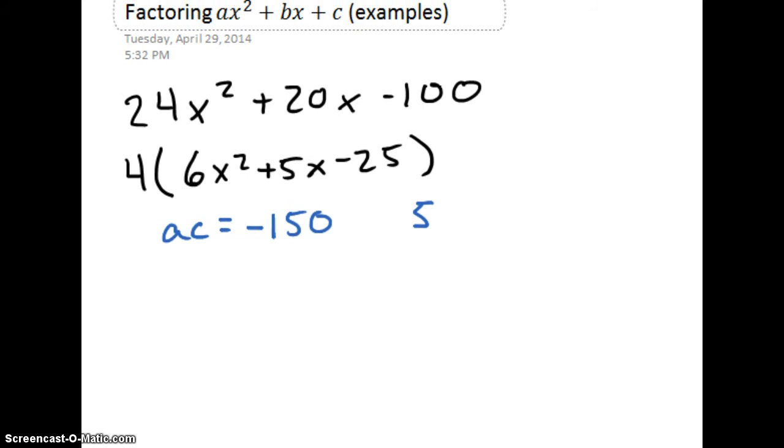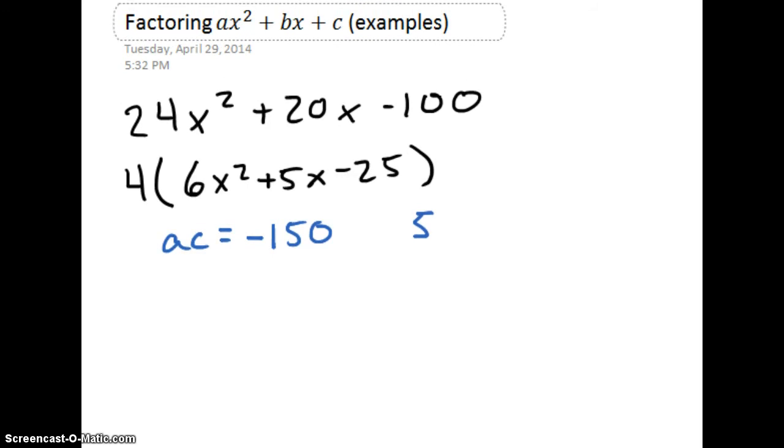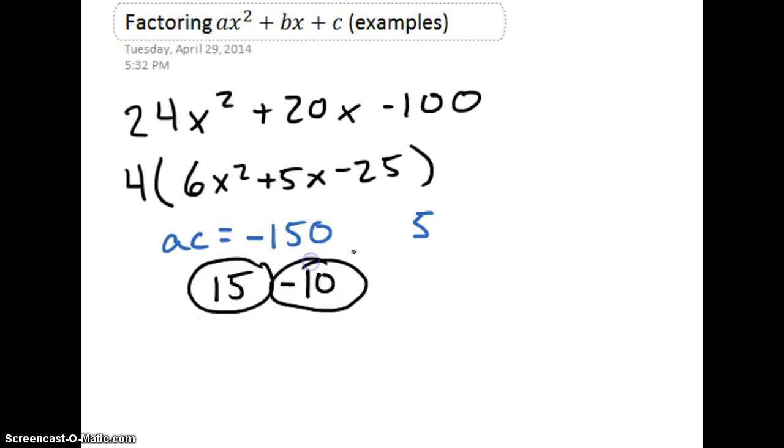Whenever we do one of these examples, it's a really good idea to look at the original problem, pause the video, and see if you can figure it out on your own. From this point, check to see whether you can figure out what the two factors are that will give you 5 when you add them. The two factors that I'm looking for are 15 and negative 10. These are the two factors that are going to bring me home.